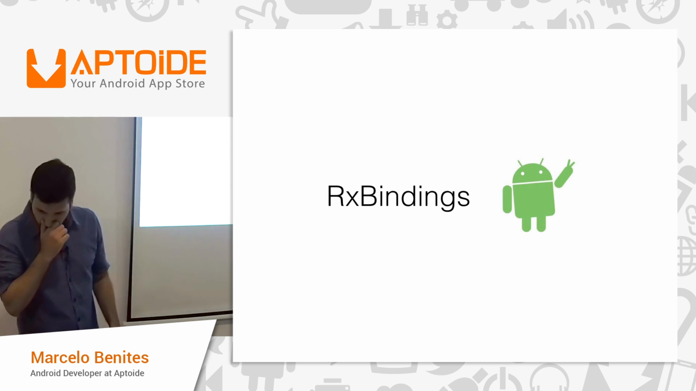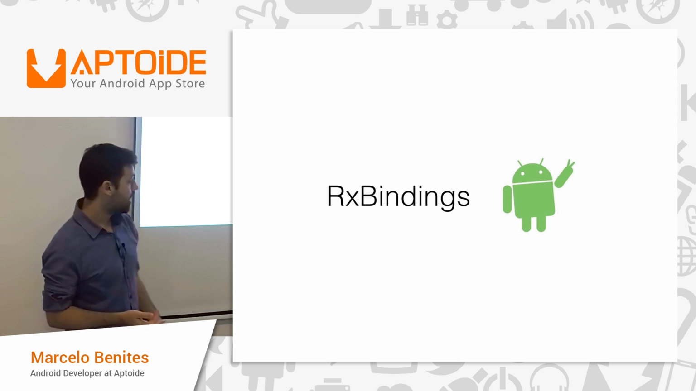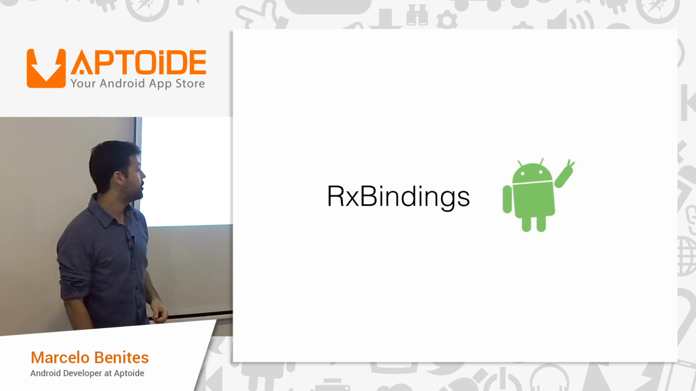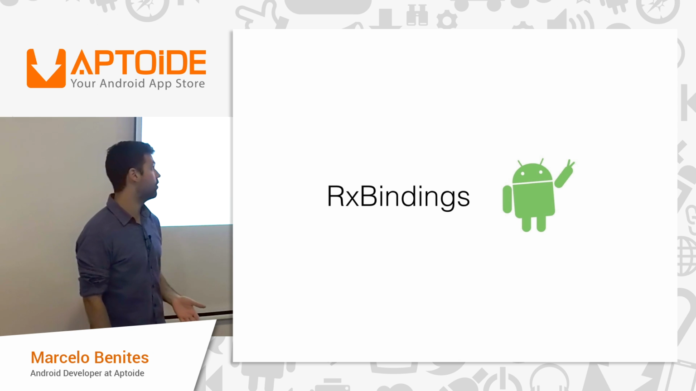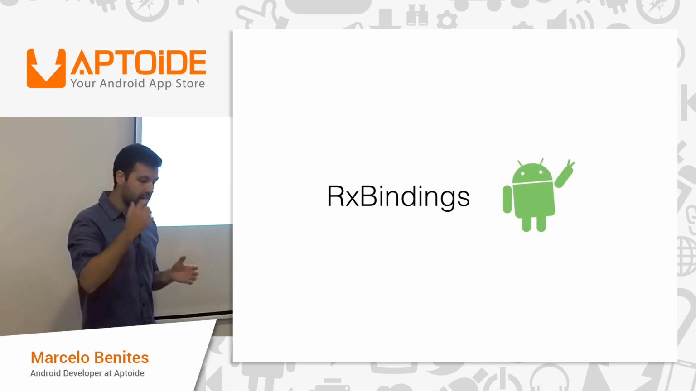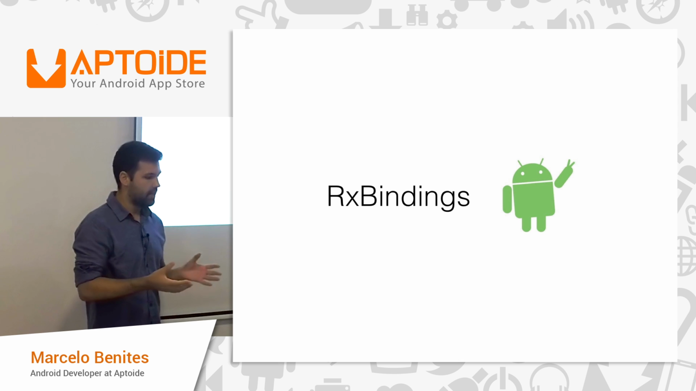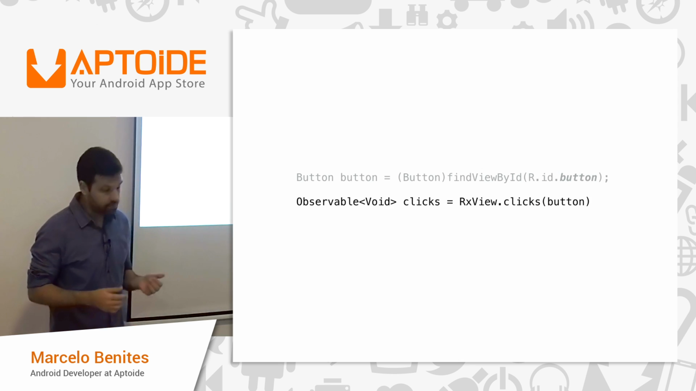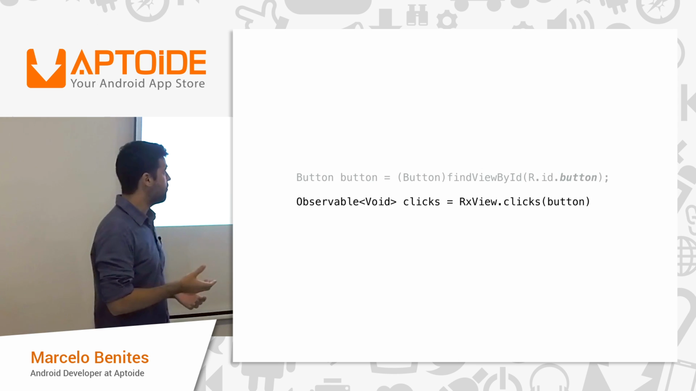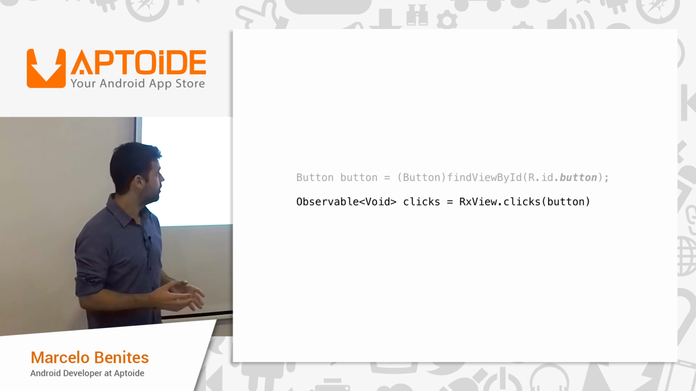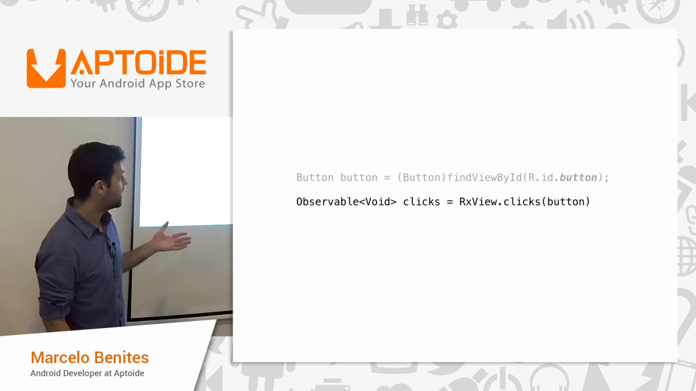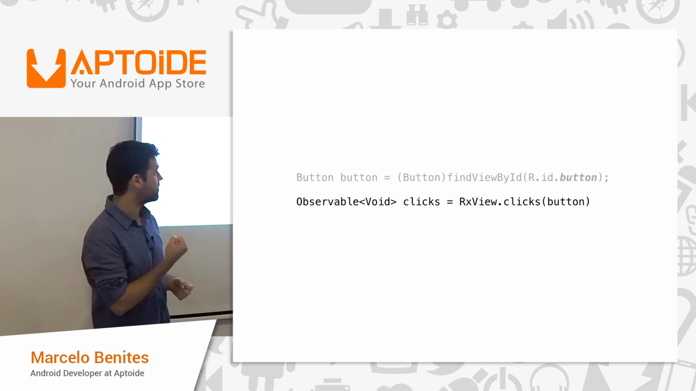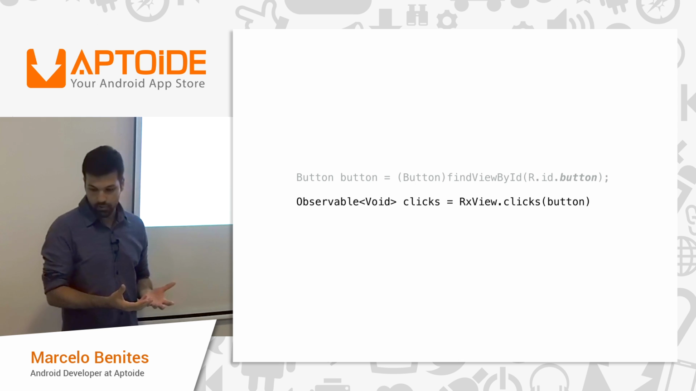Nice. So let's talk a little bit about Android. Now we are going to use the RxBinding library. This library was created by Jake Wharton, a famous guy in the Android world. What it does is get the views that are available in the Android framework and turn their events into observables. So for example, if we have a button, we can create an observable from the clicks on that button. That's what this RxView.clicks does. Every time the user clicks the button, we will receive an event. And you can then compose it into other observables.